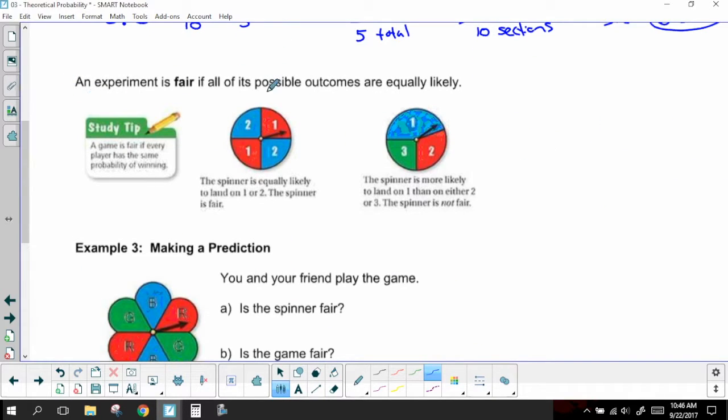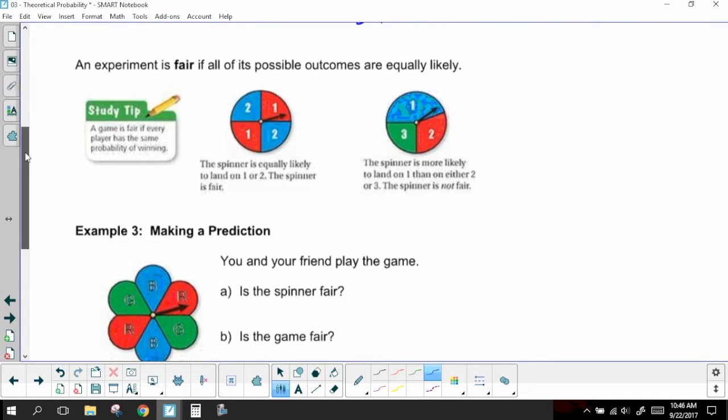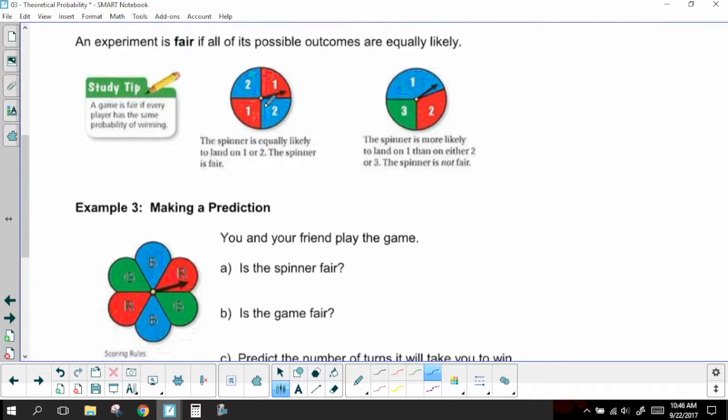An experiment is fair if all of its possible outcomes are equally likely. So this spinner, it's equally likely that you get 1 or 2. It's equally likely you get red or blue. This spinner, it's more likely you get a 1 than a 2. It's more likely you get a 2 than a 3, so it's not fair.